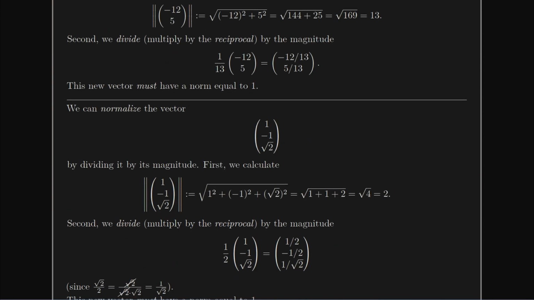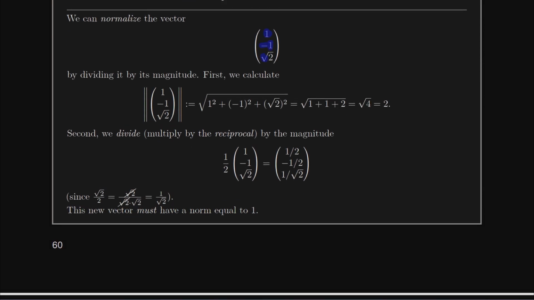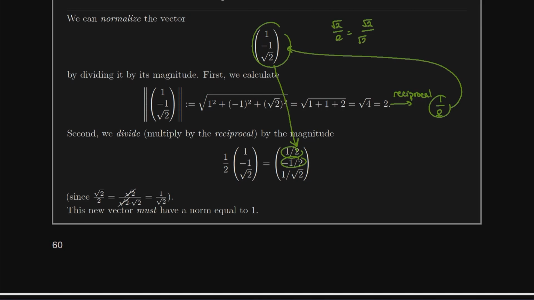We can normalize this other vector 1, negative 1, root 2 as well by first computing its norm. We're going to square 1, square -1, and square 2 to get 1, 1, 2. Add them together, we get a 4. The square root of 4 is 2. So if we're going to normalize this, we take the reciprocal of 2, which is 1/2, and we're going to take that 1/2 and multiply it against every term in the vector. So we get 1/2, -1/2. And actually, root 2 divided by 2 is root 2 divided by root 2 times root 2. One of those can cancel, and you get 1 over root 2. So that's why I've written it as 1 over root 2 there.